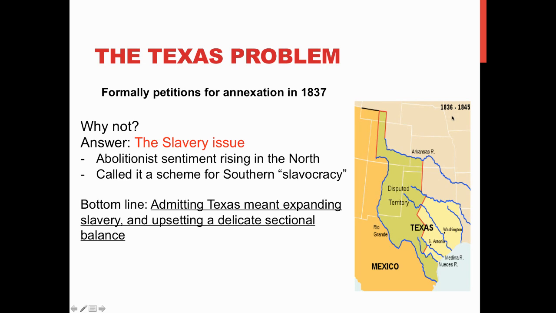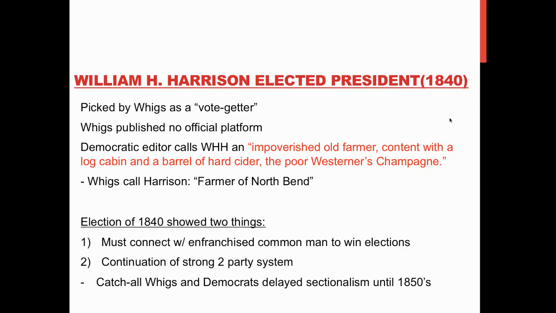For this reason, Texas remains an independent country for 9 years, to the point where it's making formal peace treaties and alliances with countries like France and Belgium. Crazy stuff going on in Texas. And then back in the Union, we have politics as usual.